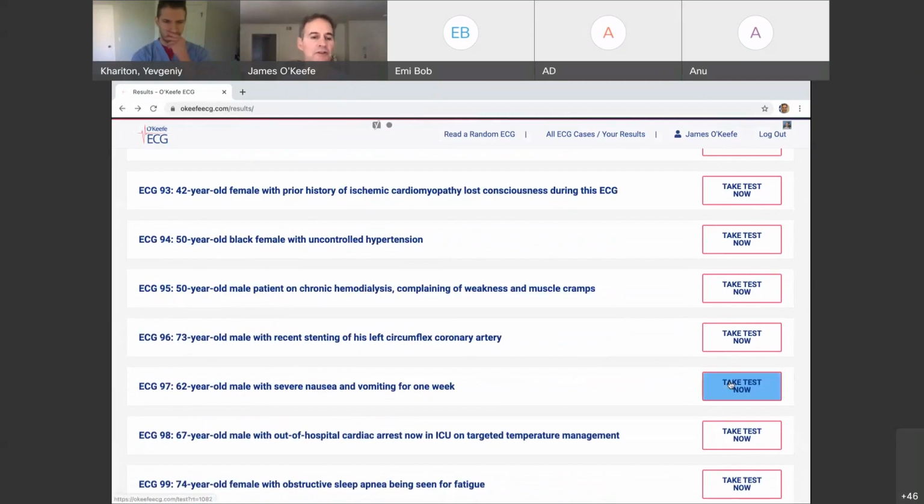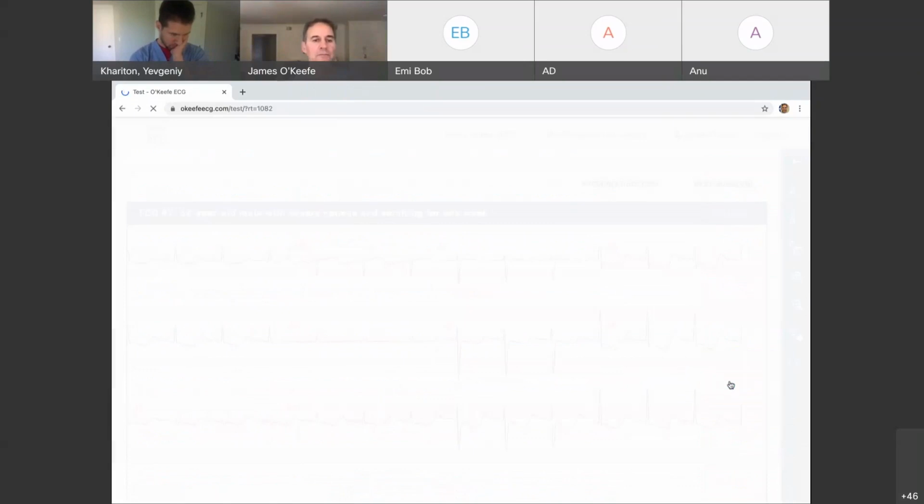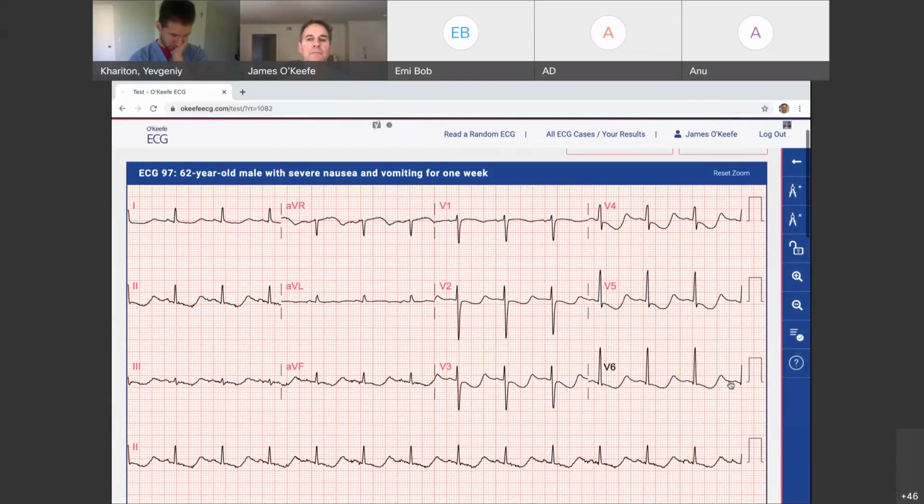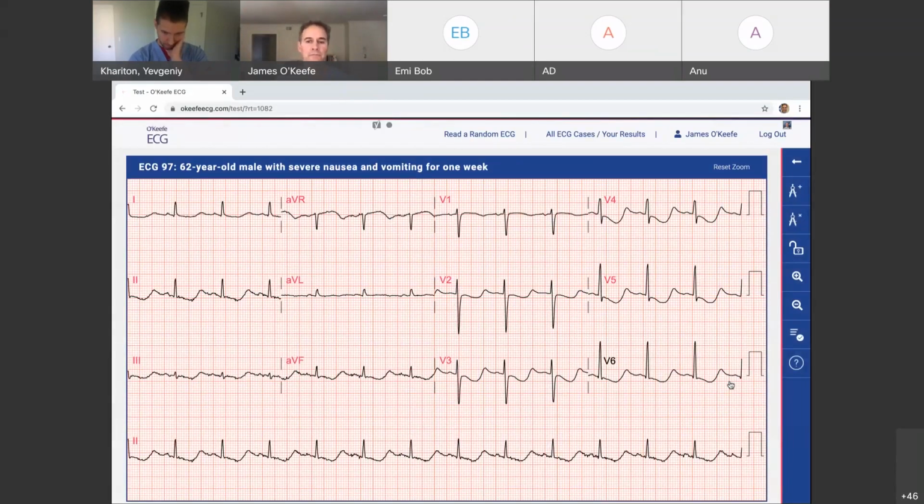This is a 62-year-old male with severe nausea and vomiting for 1 week. There are 4 different electrolyte abnormalities on the board score sheet, and you'll probably see one of them. This is one example.